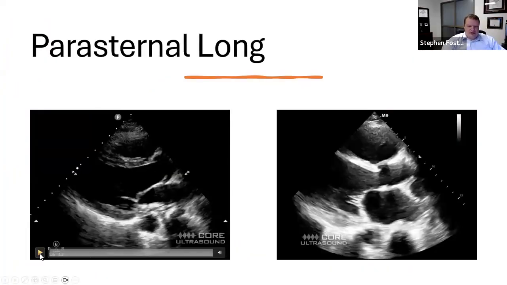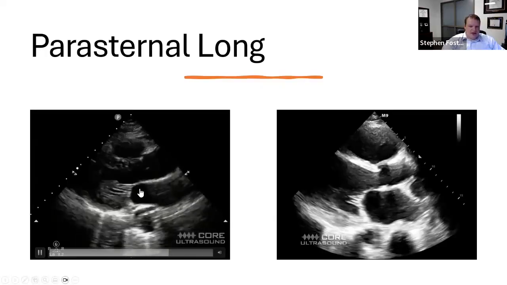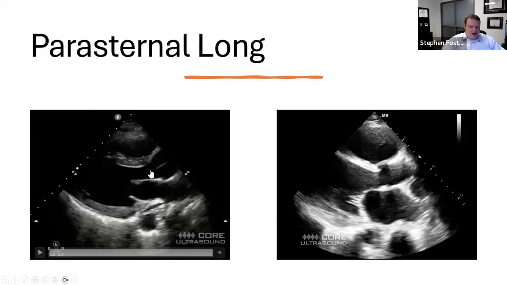So one of the first scans we look at is going to be the parasternal long. So this is cutting through the heart. And so like we talked about, the first question is what is the ejection fraction?